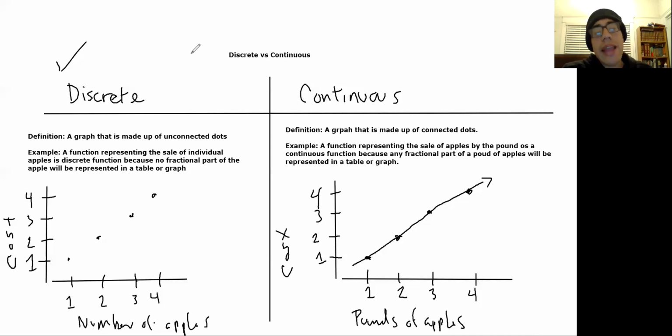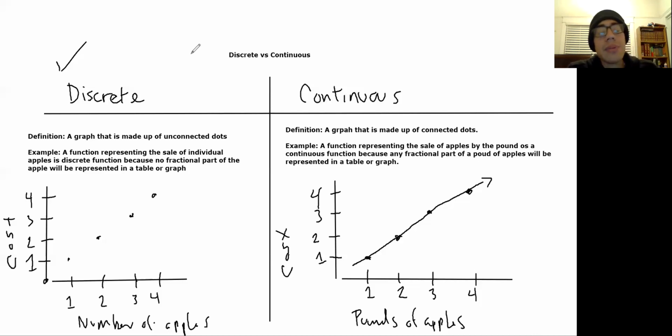Only one of two things can happen here. Either I can say I'm not going to buy any, I'm going to buy 0 and I'm going to spend 0 money. So that's going to be at the origin, 0, 0. I buy 0 apples and I spend no money. Or I buy 1 apple and I spend $1.